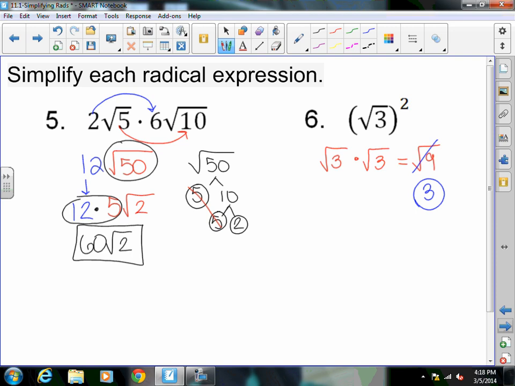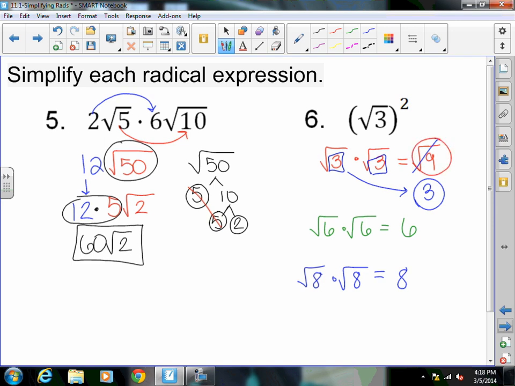Anytime you take a square root times itself, your answer is just going to be the number inside the square root. So square root of 6 times square root of 6 would be 6. Square root of 8 times square root of 8 will be 8. If you forget that rule, then you can always just do what we did here. Do the square root, do it on your calculator, and you'll get out that whole number.